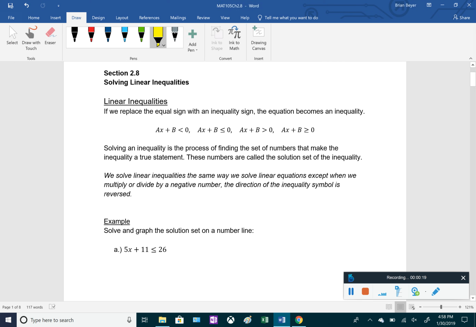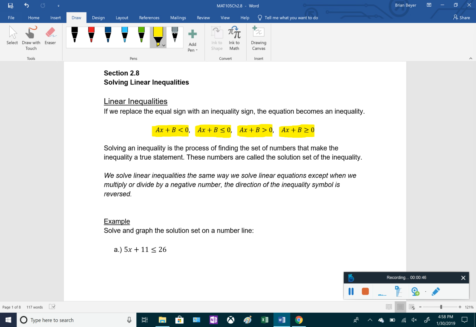So for linear inequalities, it's going to have one of these setups, either ax plus b less than 0, ax plus b less than or equal to 0, greater than 0, greater than or equal to 0. So it's just written like this, just so you can see that it's linear. A and B are just numbers, and the x has an exponent of 1, making it a linear inequality.